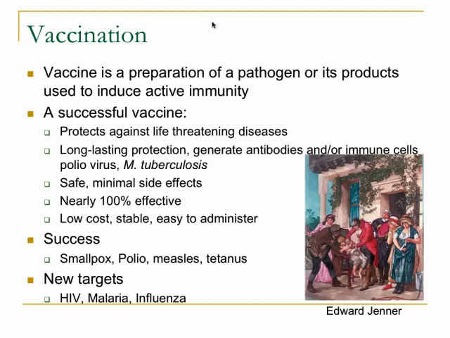So vaccination is basically a pathogen or part of a pathogen or a product of a pathogen, like a toxin that's secreted, that is able to induce active immunity, so this adaptive immune response that leads to long-term memory to that pathogen or to that antigen that belongs to that pathogen. And a successful vaccine needs to protect us from these life-threatening diseases.